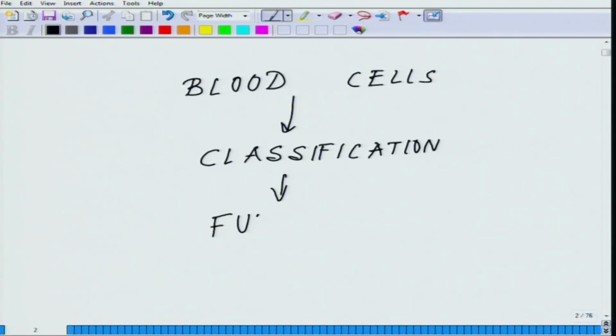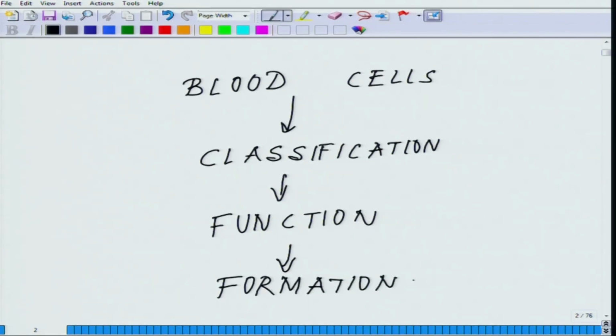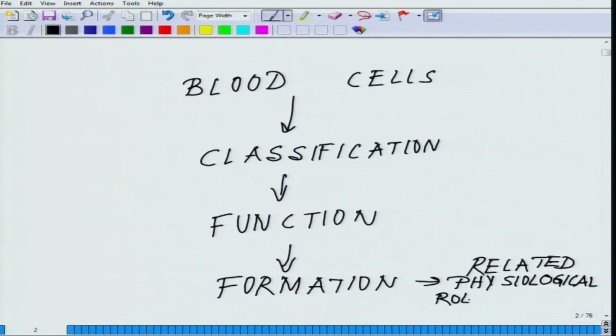So, this is the overall outline of what we will be dealing with today: classification, function, formation and related physiological problems. So, these are the headings under which we are going to discuss this topic. Okay. So, let us go into the classification first.